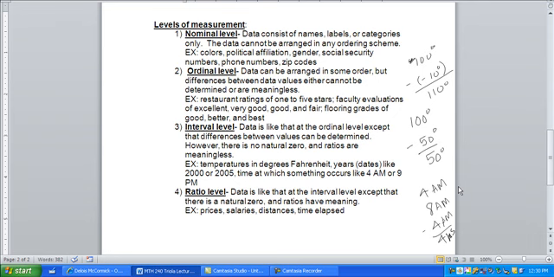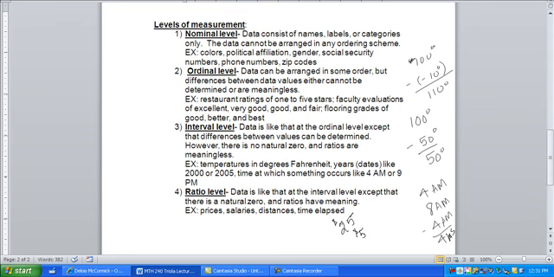When we move to the ratio level, data is like that at the interval level, except that there is a natural zero and ratios have meaning. So we're talking about starting basically at zero. So like if we're talking about prices, if we see something that's $25 and something else is $5, we can see that the $25 item costs 5 times as much as the $5 item. We do have a natural zero because things would not cost a negative amount.